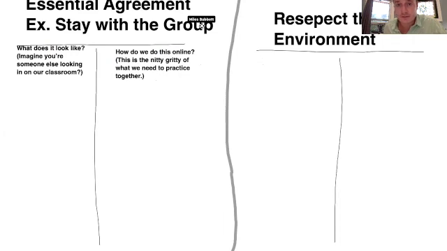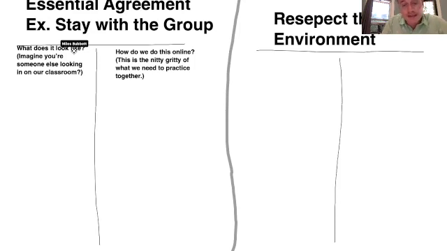For every essential agreement, you'll answer, what does it look like? Imagine you're someone on the outside looking in. What would a group of students look like if they were doing that well? And then you're also going to answer, how do we do this online? How do we stay with the group online? How do we respect the environment online, or listen, or respect personal space, or speak kindly? That's a huge one. How do we speak kindly online?